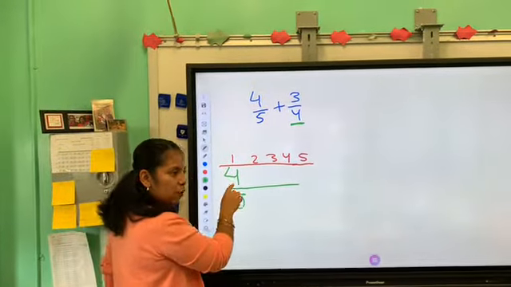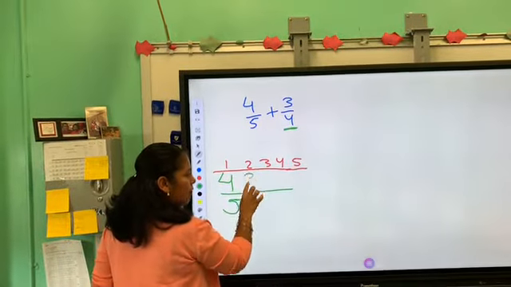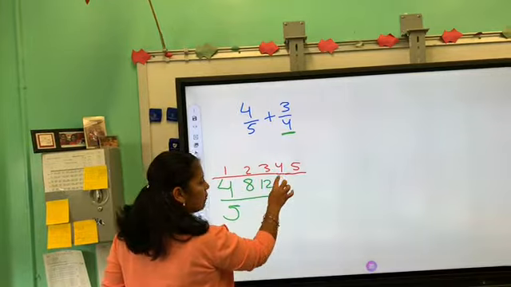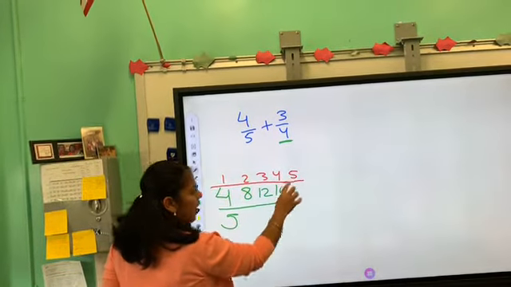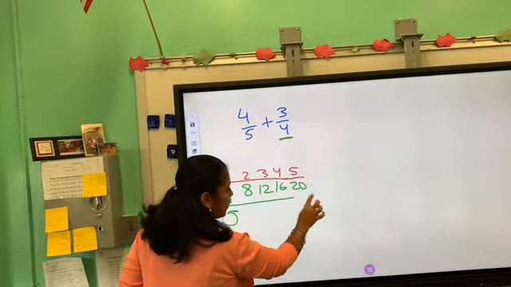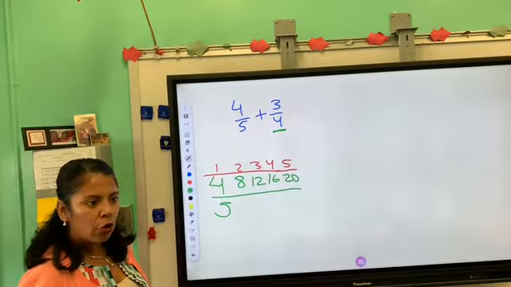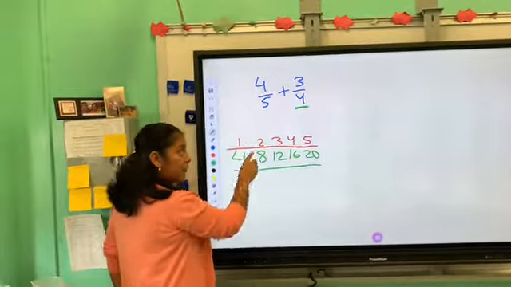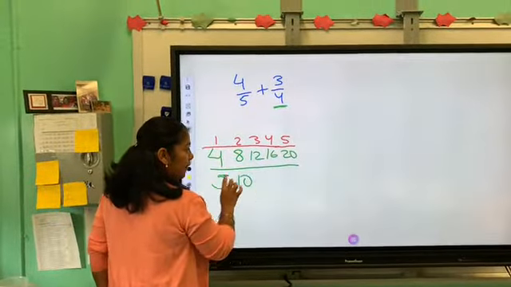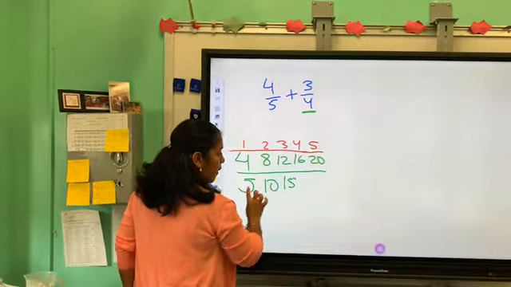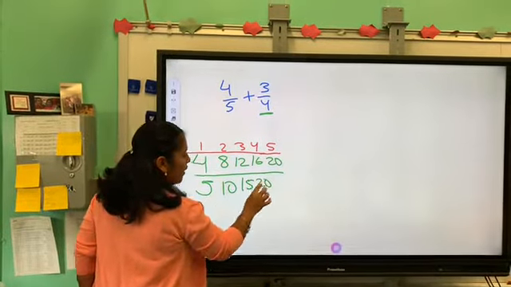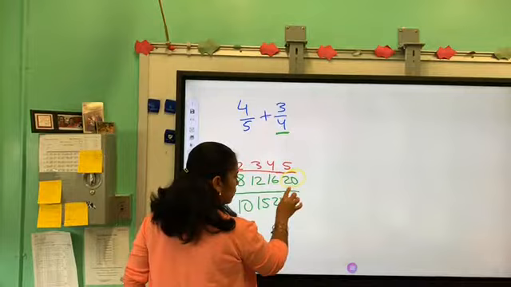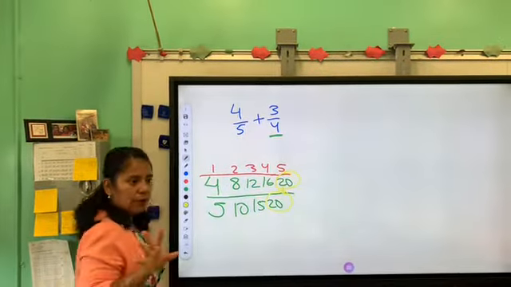So if I do my 4 times 1, 4 times 2 will give me 8. 4 times 3 will give me 12. 4 times 4 will give me 16. And 4 times 5 will give me 20. I'm going to stop there. Then I'm going to start with my times table of 5. 5 times 1, 5. 5 times 2 will give me 10. 5 times 3, 15. And 5 times 4, 20. I found the same least common denominator, which is my 20. I don't have to continue. I already found it. It will be the 20.